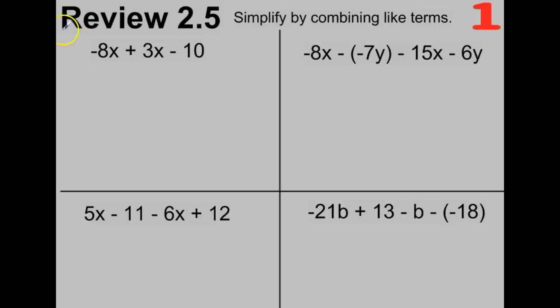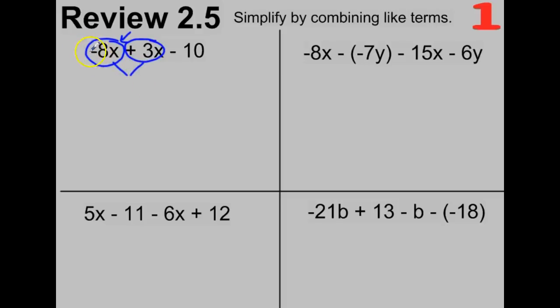Good afternoon. Today we're doing our review for Chapter 2.5, this mini unit on combining like terms, distributing, and then combining both together. So we're going to review combining like terms first. All we're doing is putting together the terms that have the same variable or the same letter, like negative 8x and positive 3x. They all have the letter x, so we're going to combine them together.